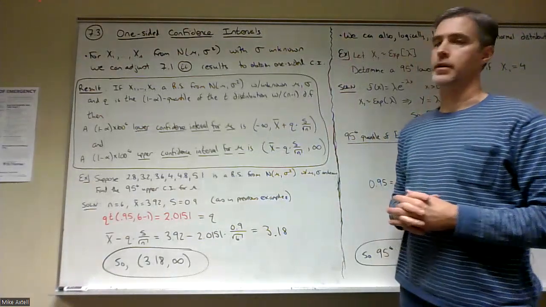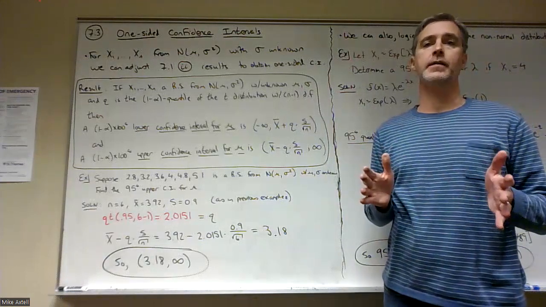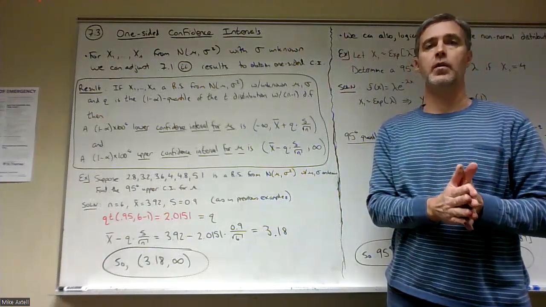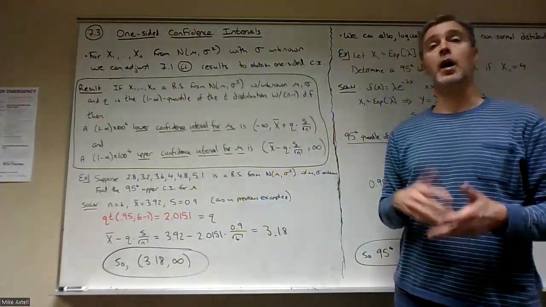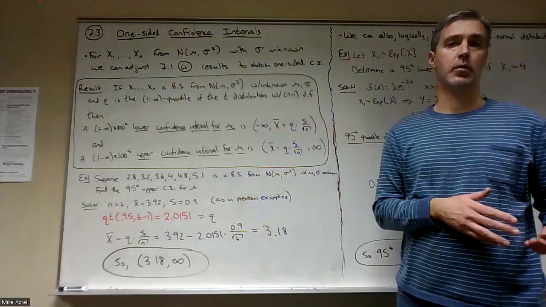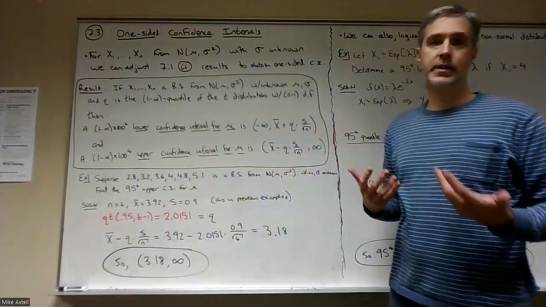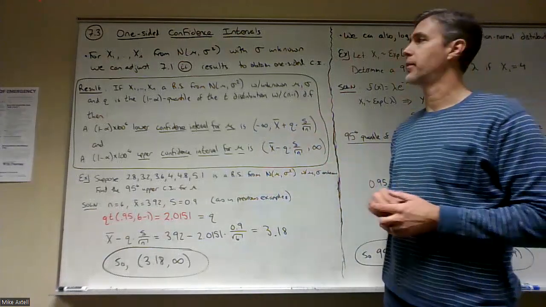In one-sided confidence intervals, we just want 95% of the probability to be on one side of a quantile, the other side of a quantile. So we could have an upper confidence interval or a lower confidence interval. And we'll go back to section 7.1 for this initial spot, okay?